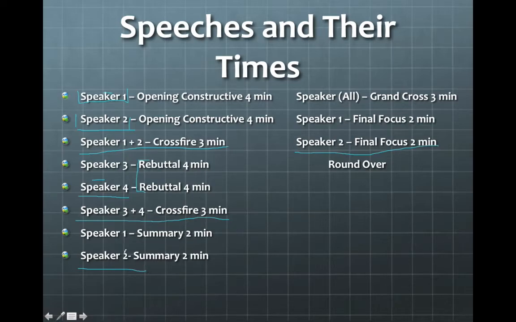Then it goes on to the summary, where the second and first speaker encounter themselves again, where they begin to go into their summaries, which explains the main voting issues in the argument, in the debate, and why the judge should vote for your side of the debate. Now, we can move into Grand Crossfire, which averages 3 minutes, as the other crossfires do.